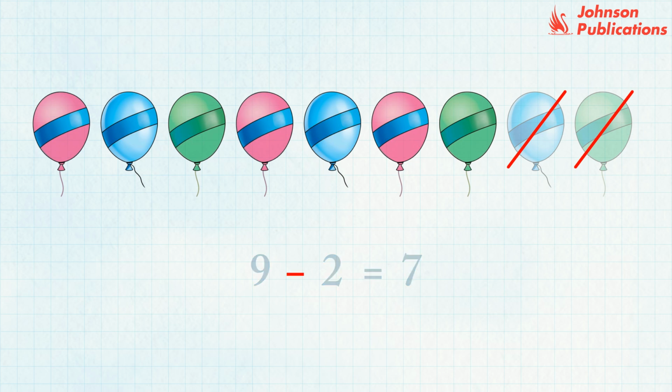We use this symbol to represent the things that are taken away. This symbol is read as minus. It is read as 9 minus 2 is equal to 7.